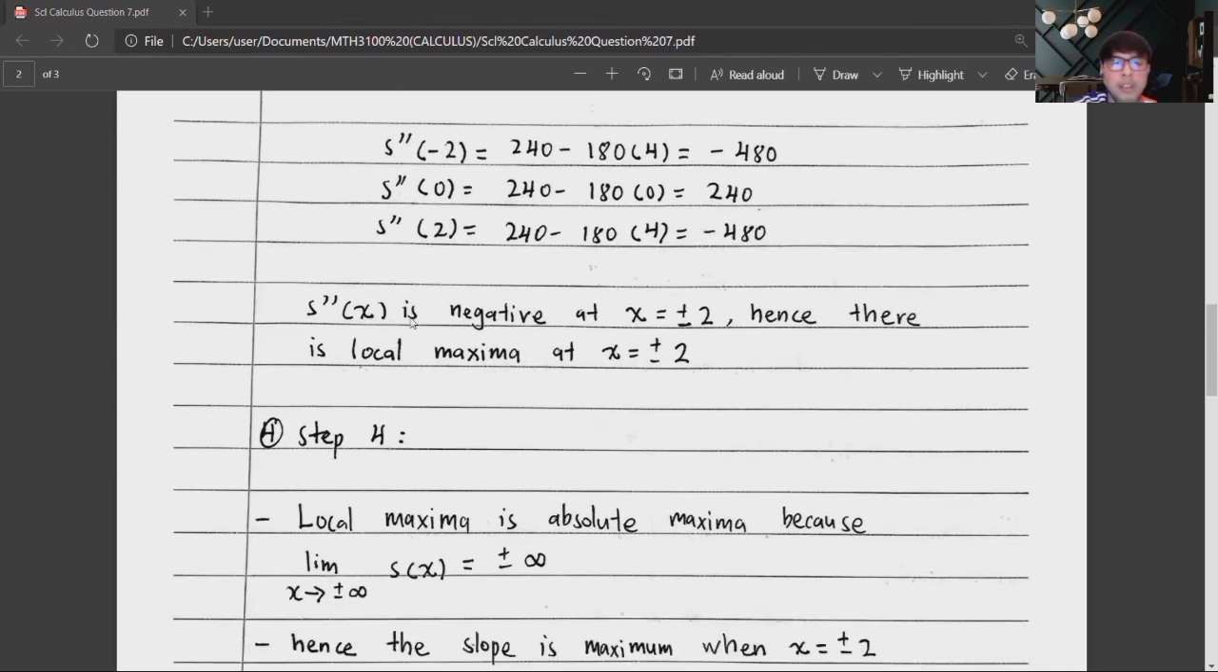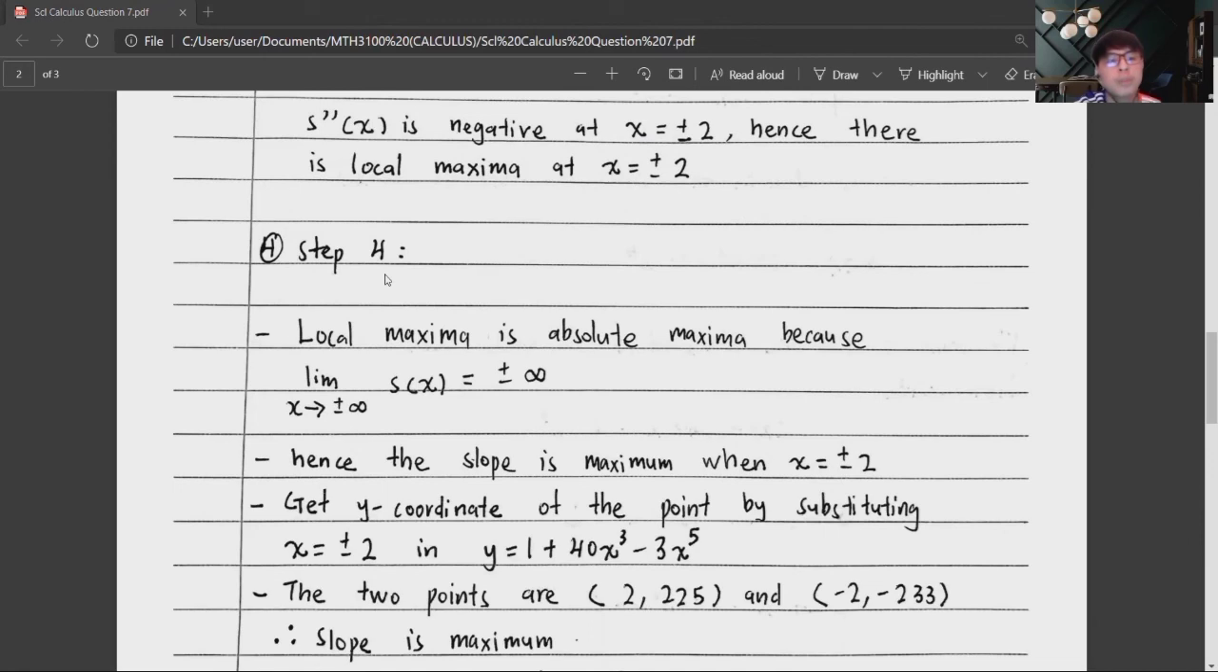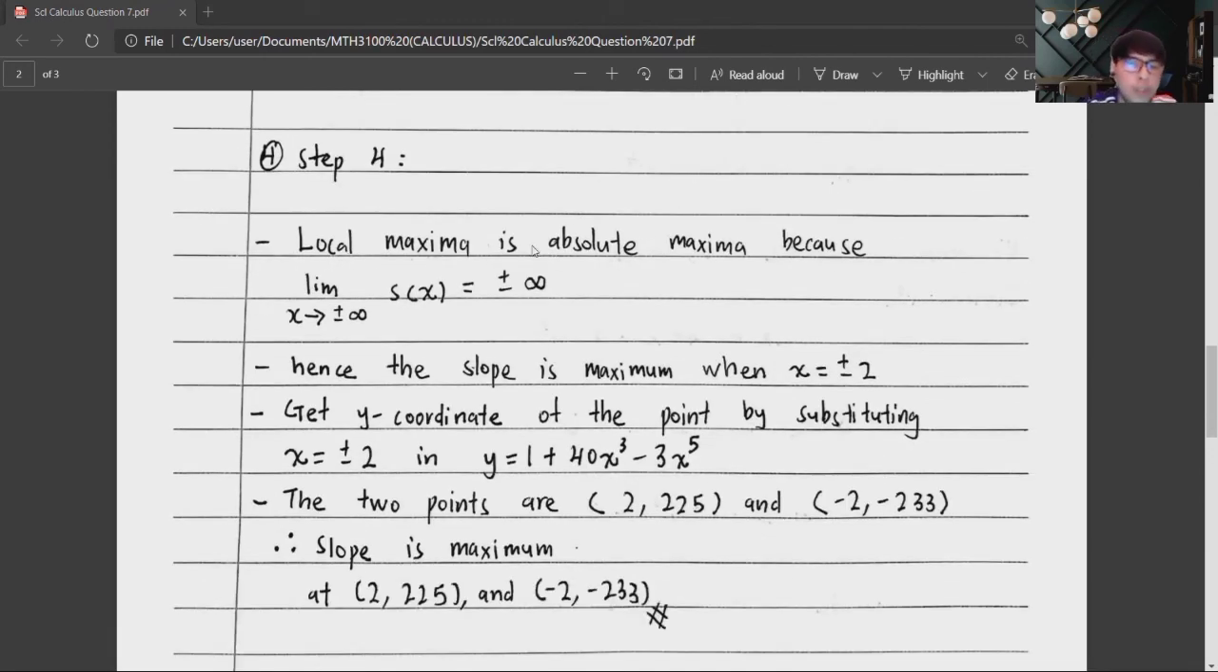So S''(x) is negative at x equal to positive and negative 2. Hence, there is a local maximum at x equal to positive and negative 2. For the fourth step, we conclude our answer. The local maximum is the absolute maximum because as x approaches positive and negative infinity, S(x) approaches negative infinity. Hence, the slope is maximum when x equal to positive and negative 2.